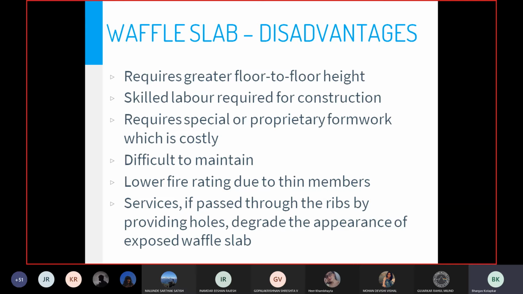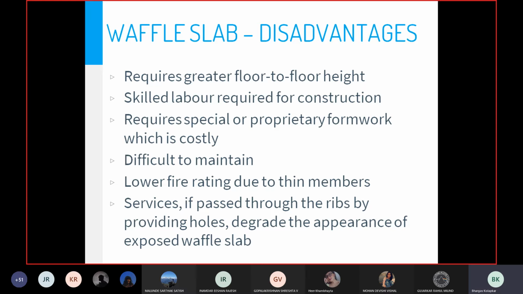Now, there's always a question of services when it comes to waffle slabs. Where do you pass the services? Is it below the beams? Is it through the beams, and so on? There are a lot of options. But if it is passed through the beams, then again, the entire point of providing waffle slab, which is aesthetics, is gone, and that degrades the appearance of the exposed waffle slab. So, always keep services in mind.